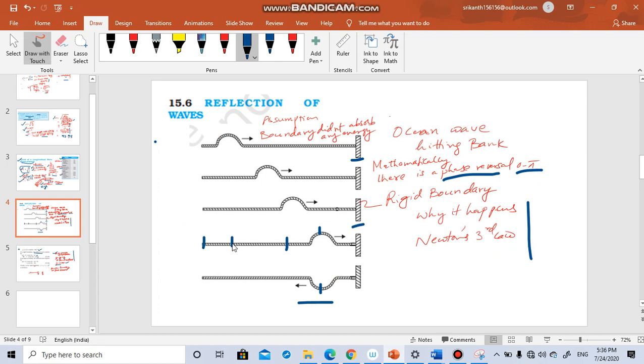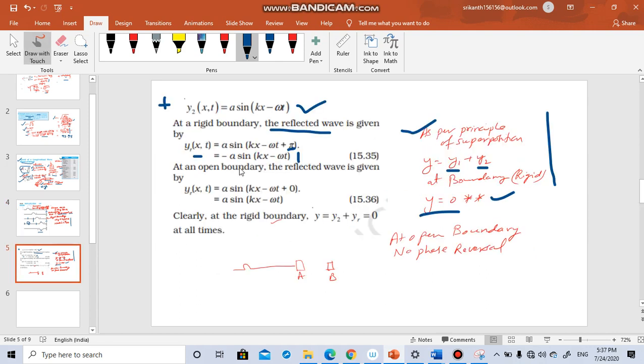When you are applying this, you have to take the same location. You cannot take this location in the back wave and this location in the front wave. You have to take correspondingly the same particle. I told you, you have to take the same particle. All right. So here, at a rigid boundary, the displacement is equal to 0.